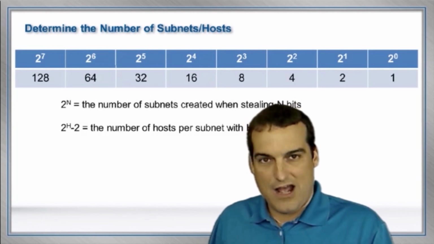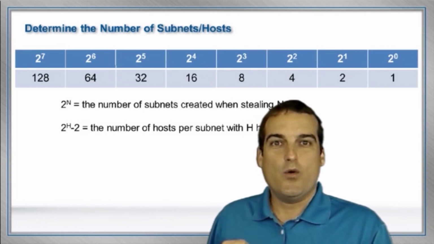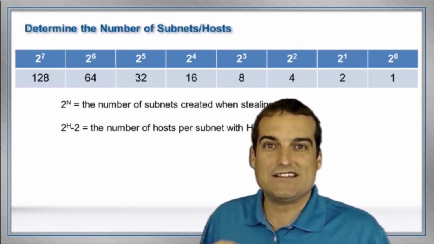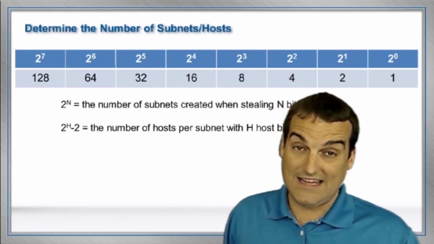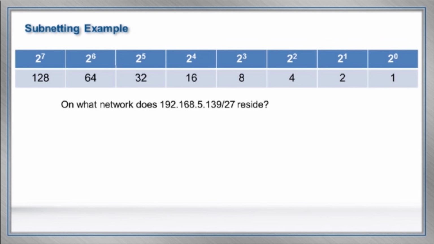They tell us how many different networks we're going to be able to create, and the second formula with the leftover host bits tells us how many devices can live on each of those networks. So now we get to the ultimate example of this, and again, you'll probably want to watch this a few times. Questions that would involve subnetting.